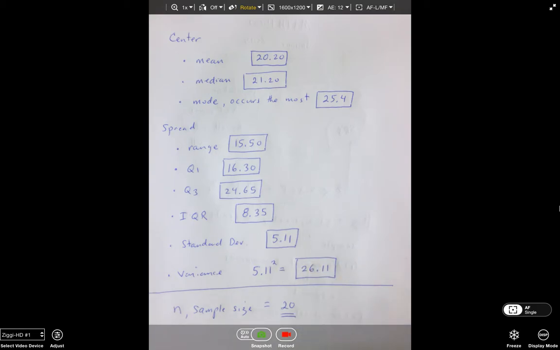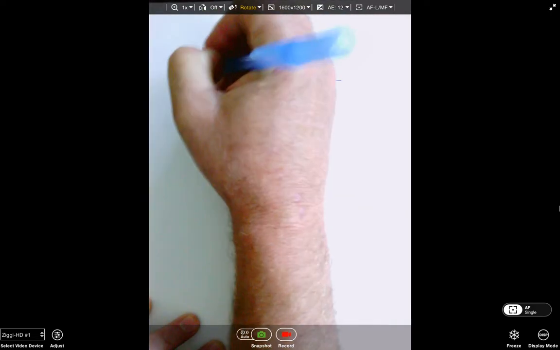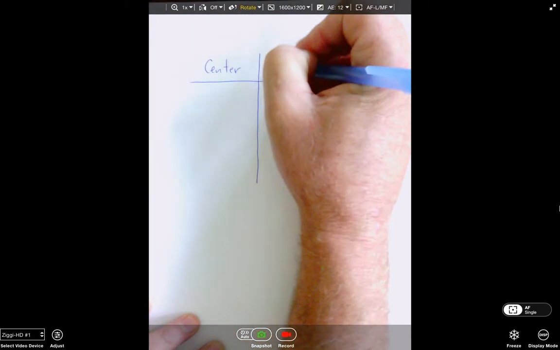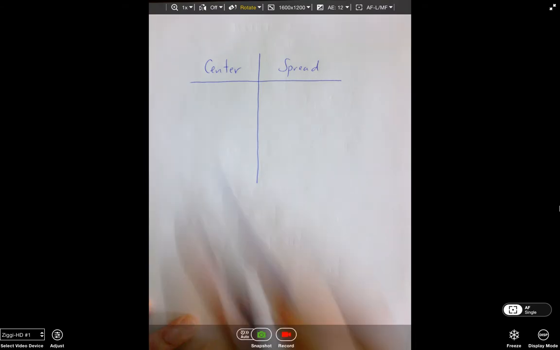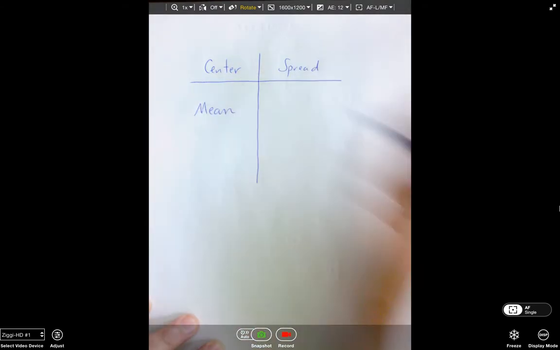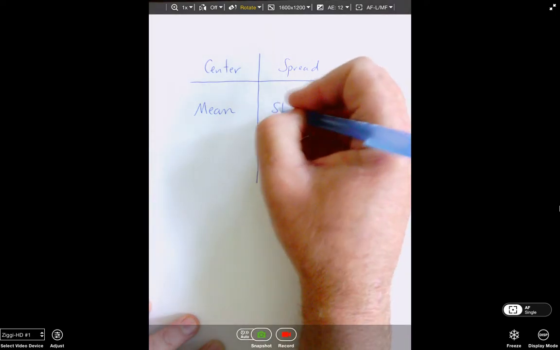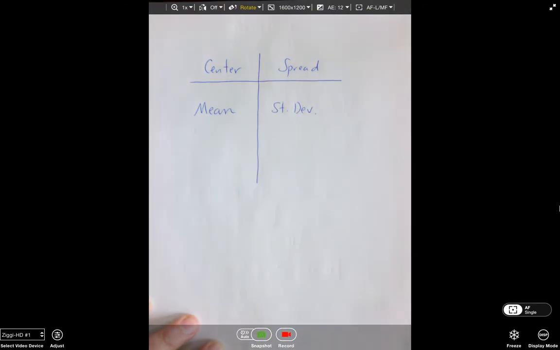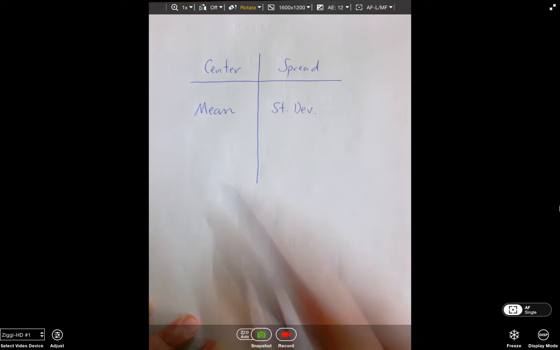And of course, n is just our sample size. That's how many body fat measurements we collected to analyze. Okay, so one thing I want you to take away from this is we have measures of center and we have measures of spread. When we report or focus on the mean as a measure of center, the standard deviation is going to be the corresponding measure of spread that we will focus on.